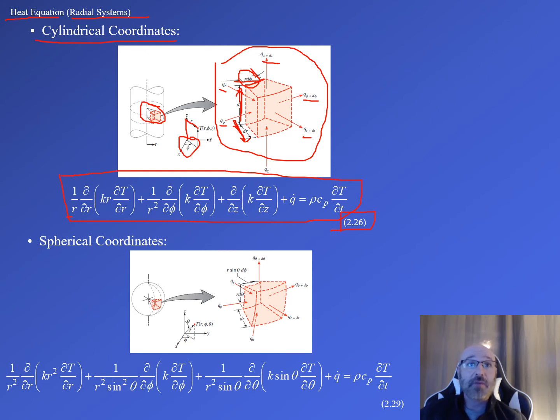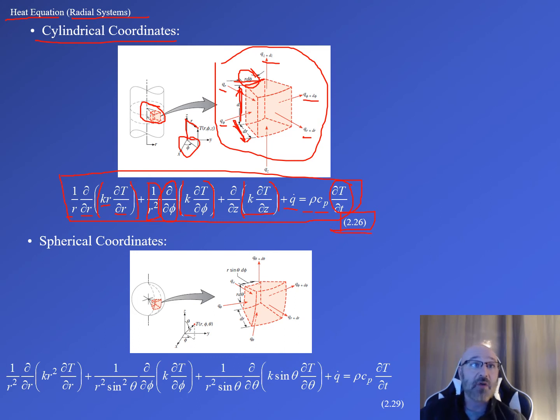We have 1 over r times the partial with respect to r of k times r times the partial of T with respect to r, plus now 1 over r squared times the partial with respect to phi of k times the partial of T with respect to phi, plus now in our z direction, the partial with respect to z of k times the partial of temperature with respect to z, plus our q dot term. And this is equal to the right-hand side of the equation, rho c sub p times the partial of temperature with respect to time. And again, this relates back to equation 2.26.